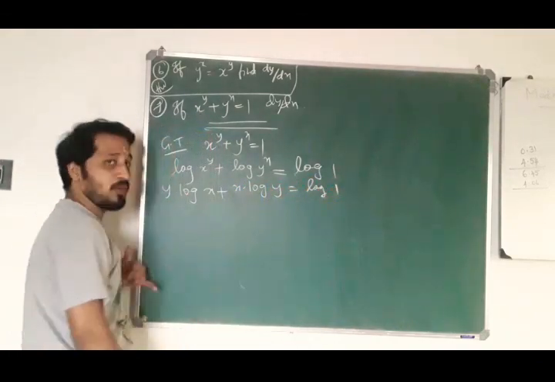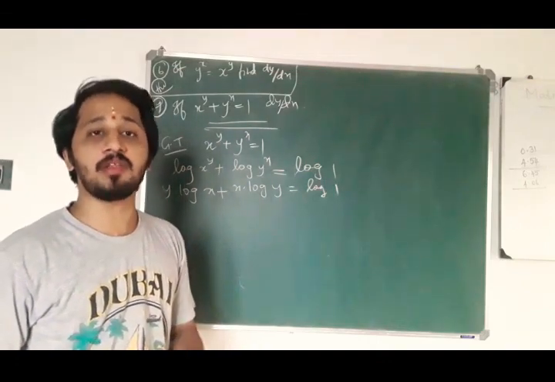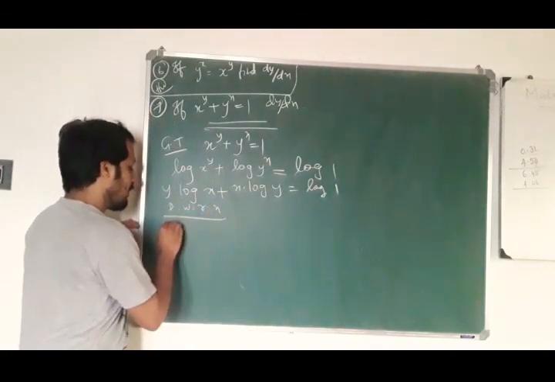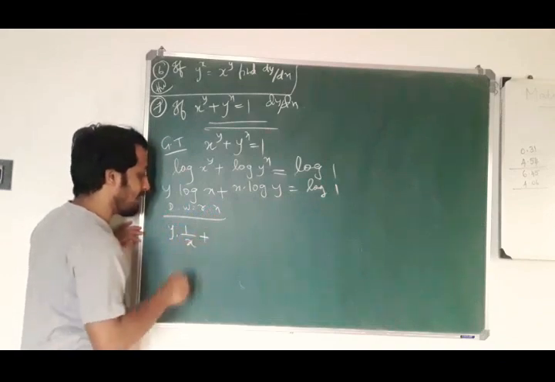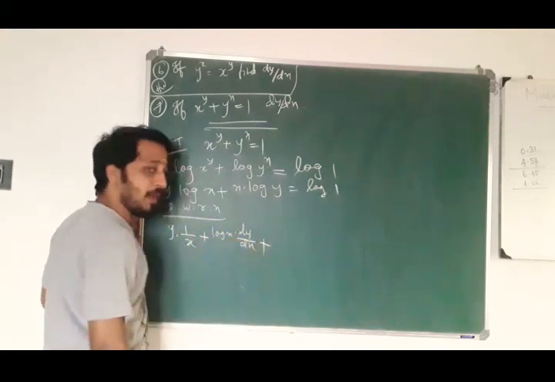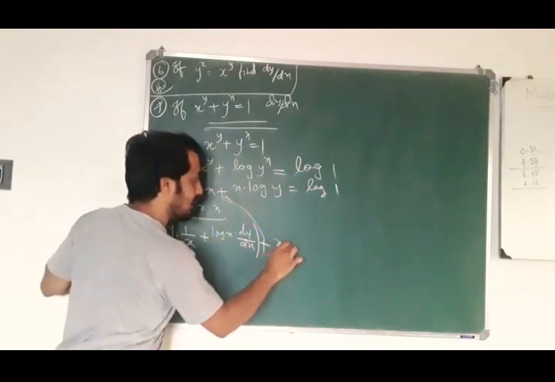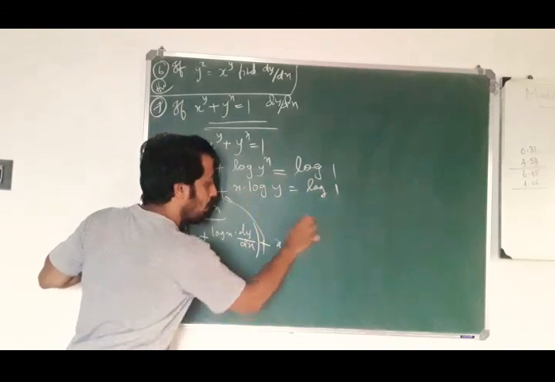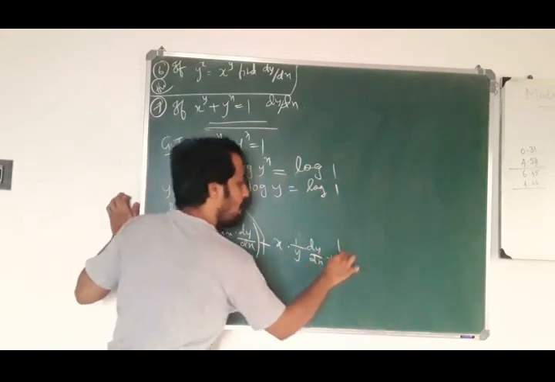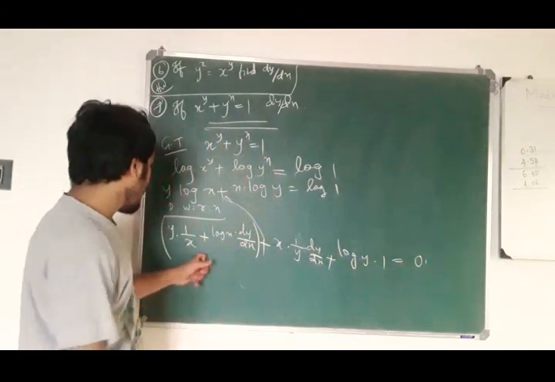Now differentiating with respect to x, because after expanding with the properties of logarithm you have to differentiate with respect to x. So differentiating, that is first function into derivative of second function plus second function into derivative of first function. y into derivative of log x, plus log x into dy by dx, plus x into derivative of log y, which is 1 by y dy by dx, plus log y into 1 is equal to the derivative of log 1, which is 0. Is it clear?